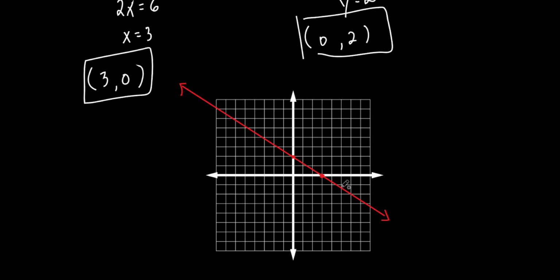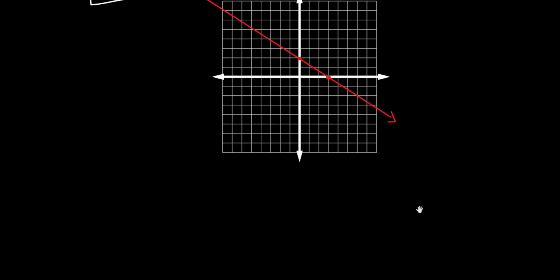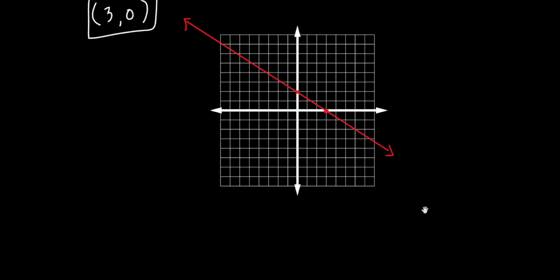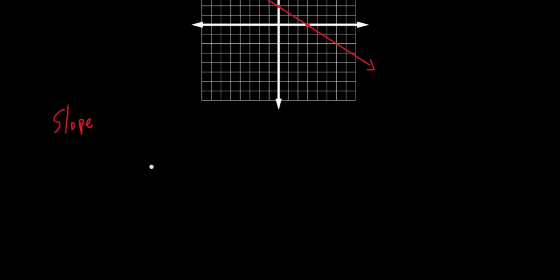All right, so let's start talking about that a little bit. Now this line right here has a slant to it. We don't call it a slant. What do we call it? A slope. I'm not going to go through all the details on this. I'm just going to remind you because you've learned this the last 2 years. I'm not going to start from scratch. So we use the letter M to represent the slope.